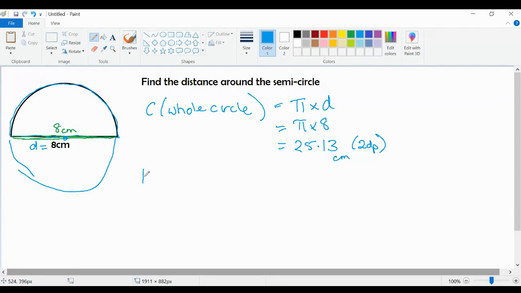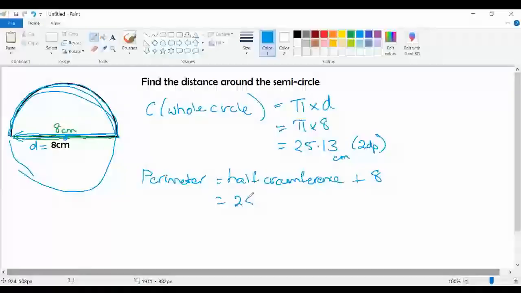Okay, the perimeter of the shape would be half the circumference plus the 8 across the bottom. Okay, so it would be this part here, half the circumference, plus the 8 going across the bottom, going that way. So the half circumference, we would have to go 25.13. We would have to divide it by 2, and then we would have to add the 8 to give the whole perimeter around the whole thing.